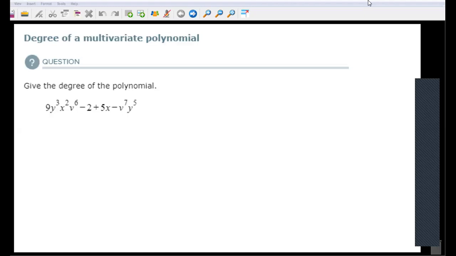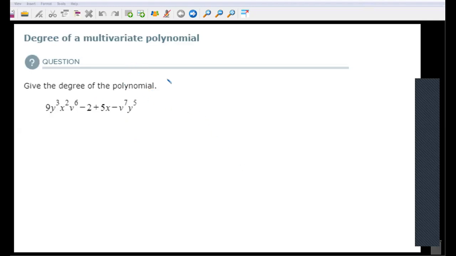The first one is on degree of a multivariate polynomial. So to go back to some vocabulary here, we were talking about univariate polynomials last week. Multivariate just means that there's more than one variable in an expression. So this is a little bit different.